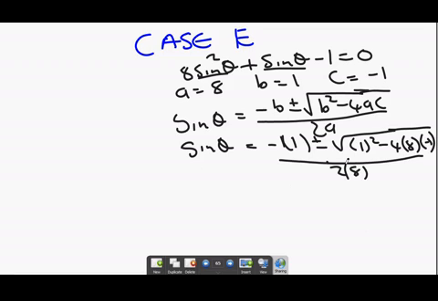I'm just going to write it on the other side, sorry. Sine theta is equal to 0,297, and also sine theta is equal to minus 0,42.